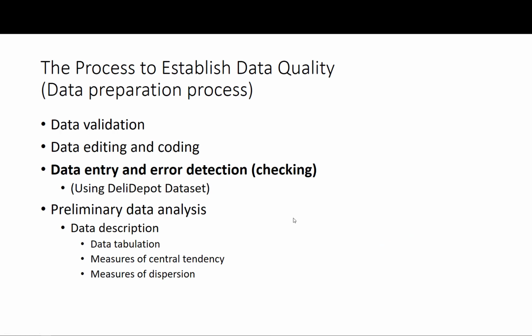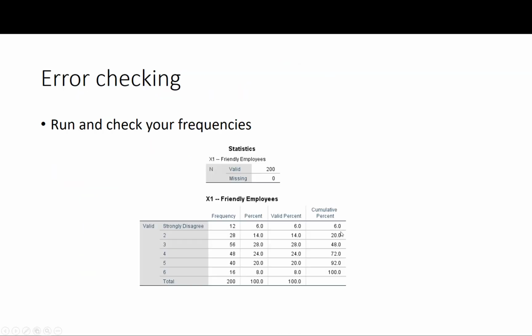So now I'm going to move on to data entry and error detection or checking. I'm going to use the Deli Depot data set from here on when I look at the next two stages of the process. The easiest way to look at error checking in your error checking process is to run and check the frequencies of all of your items. For the purpose of this video, I'm just going to focus on the Deli Depot item X1, friendly employees.